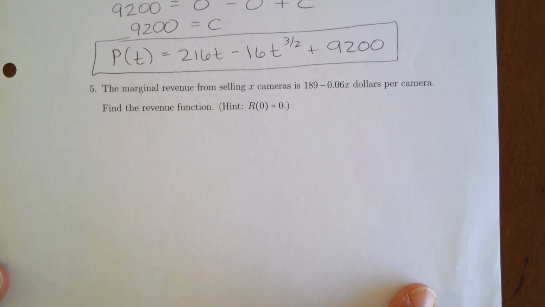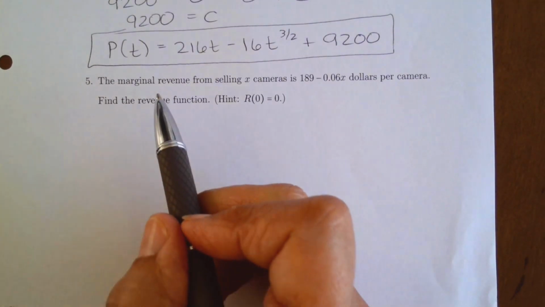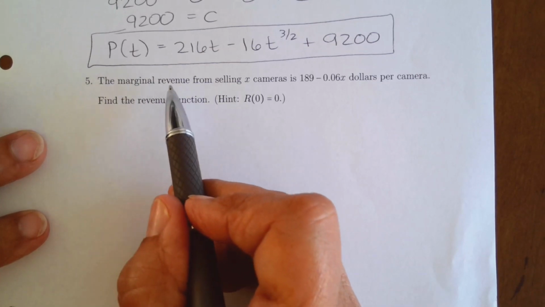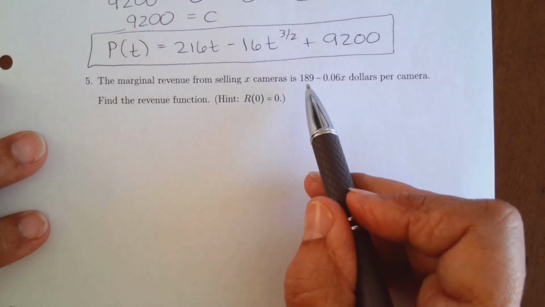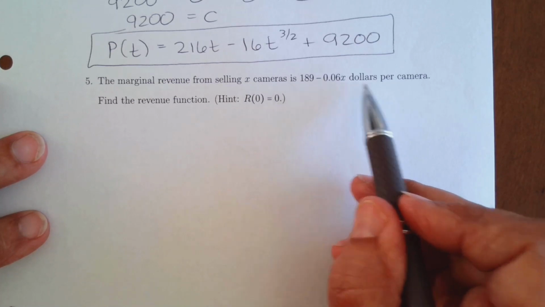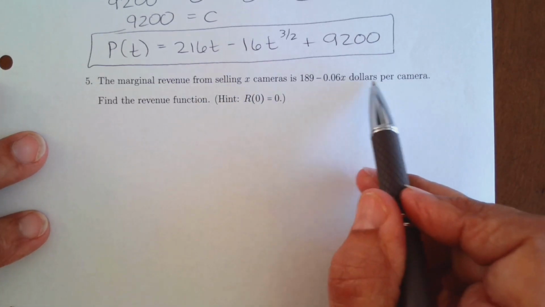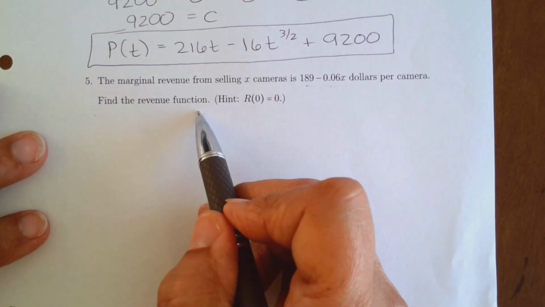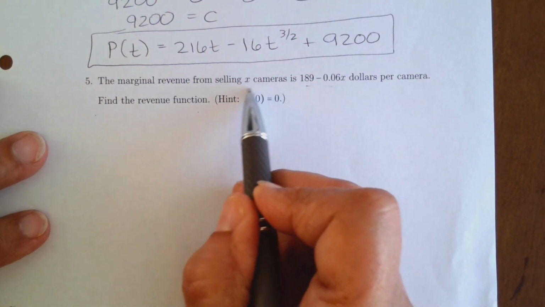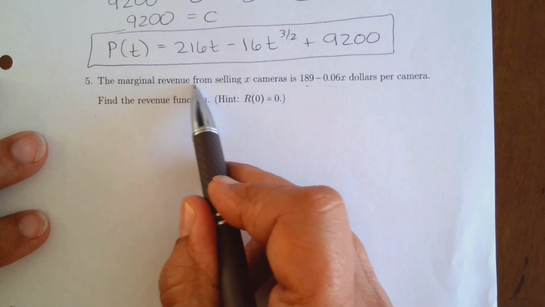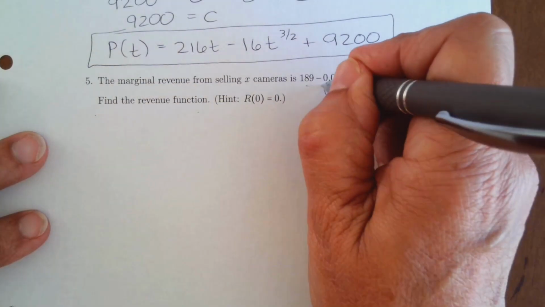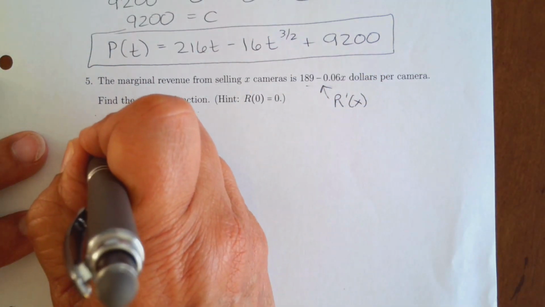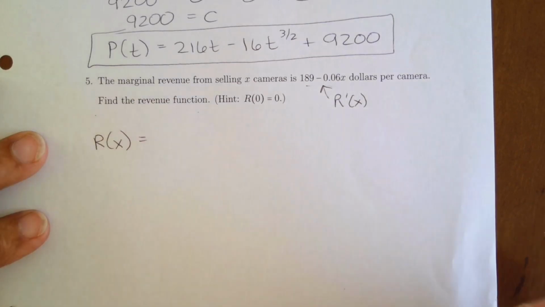Number 5 is marginal revenue, which, remember, is simply the derivative of revenue. The marginal revenue from selling x cameras is 189 minus 0.06x dollars per camera. That's a rate, dollars per camera, that's a derivative. Find the revenue function, and again, they're giving you a point on the revenue function. So this is the derivative, this is R prime.